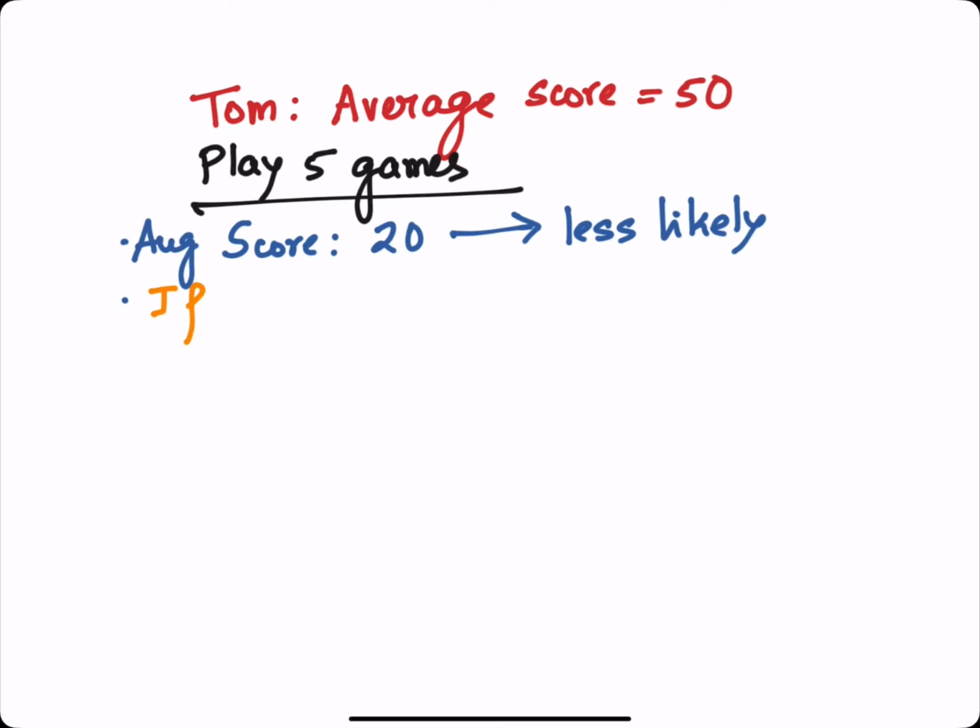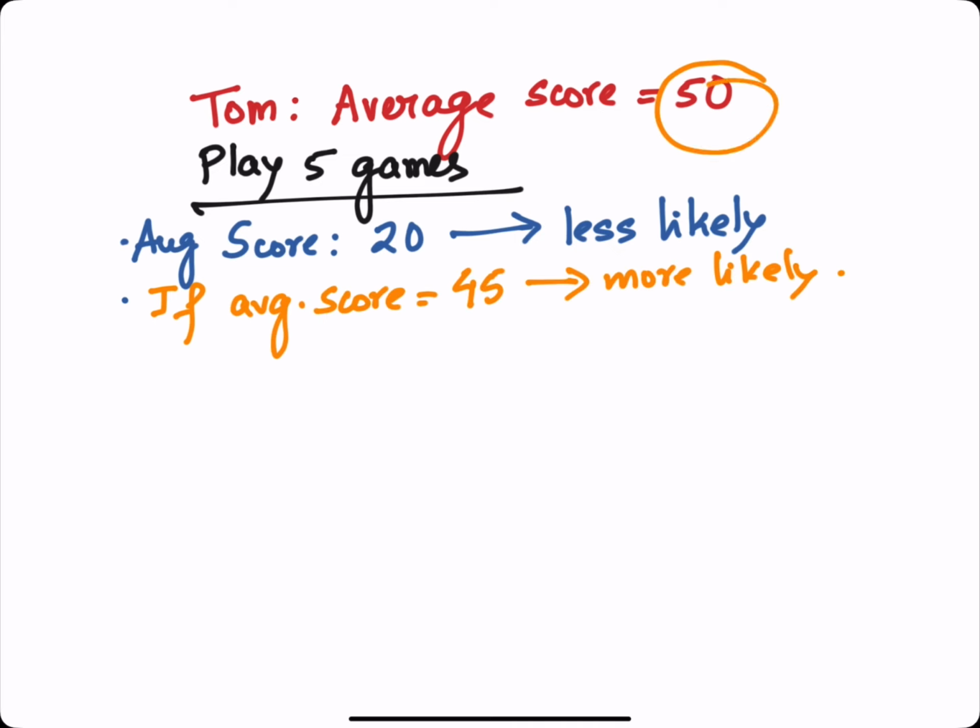Okay, now let's see with another example. Suppose you have a friend called Tom who claims that his average score in a game is 50. Now, why would you believe Tom with just his words? So you decide to play 5 games with him. And in the first trial of 5 games, he scored 20. So it's very unlikely for you to believe him.